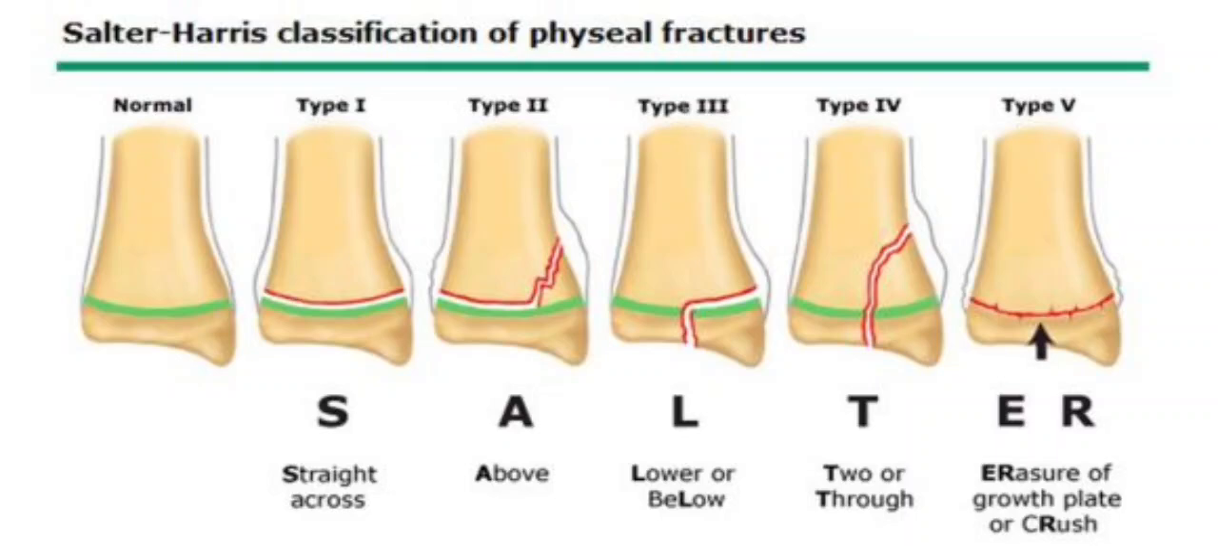Coming to the functional anatomy, it has different zones: the resting zone, the proliferative zone, the hypertrophic zone, the calcification zone, and the ossification zone. Now coming to the Salter-Harris classification, it is classified into five types.